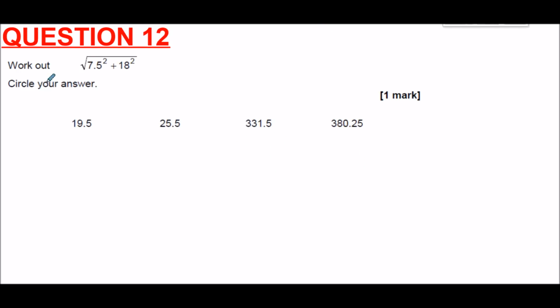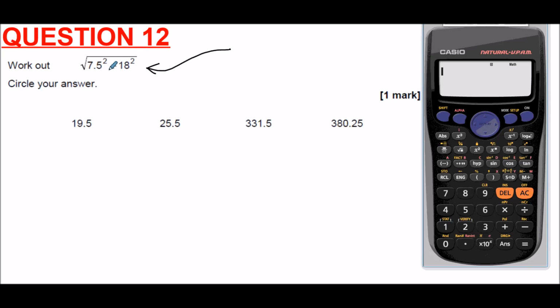Question 12. Work out the square root of 7.5 squared plus 18 squared. Now I'm just going to explain this a bit carefully, if your calculator is different to the one I'm showing you. If you notice, this square root here includes everything underneath it. So it's a square root of 7.5 squared and of 18 squared. And so what we need to do here is to do 7.5 squared plus 18 squared and then square root it.